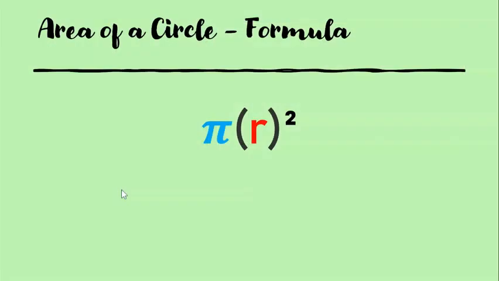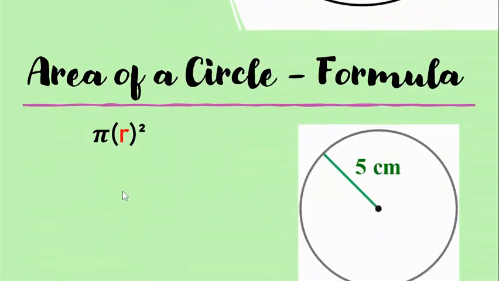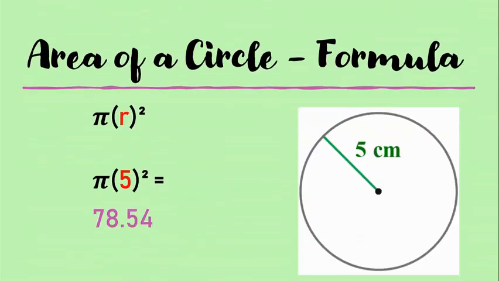Now let's look at the area. The formula to find the area of a circle is pi r squared, where r is the radius. Let's look at an example. Here the radius is 5. All you need to do to find the area is plug 5 into the equation and solve, and in this case the area is around 78.54.